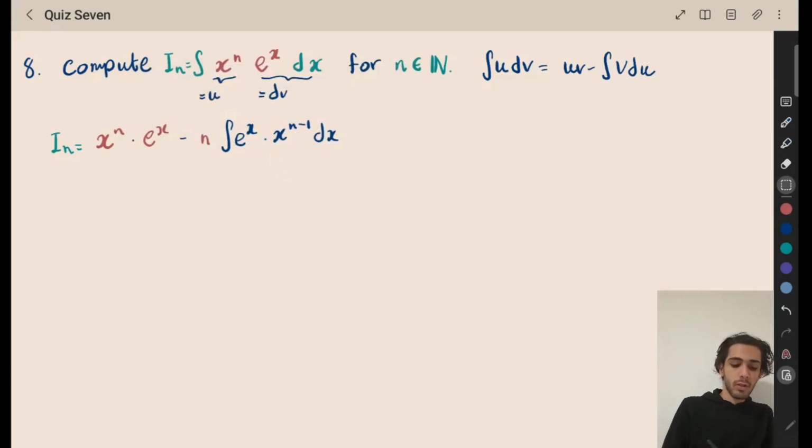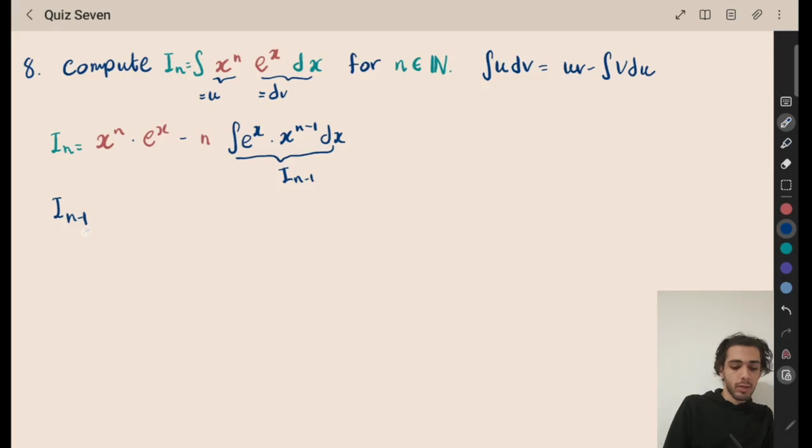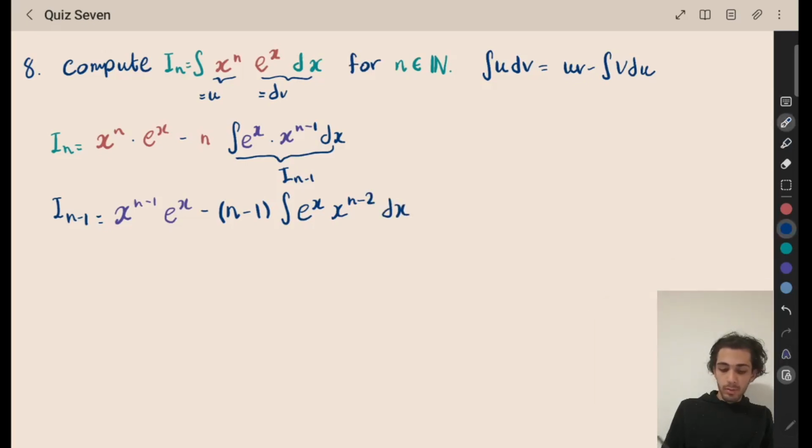Then here's the catch. This is I_{n-1}, right? So I_{n-1}, just like we did here, you would get x to the n minus 1 e to the x. So you would get whatever is inside, you would get it back again. You always get it back again. And then you take away the derivative of x to the n minus 1, which is n minus 1, and then the integral of e to the x, x to the n minus 2 dx. So this gives you I_{n-2}, and so on and so forth.